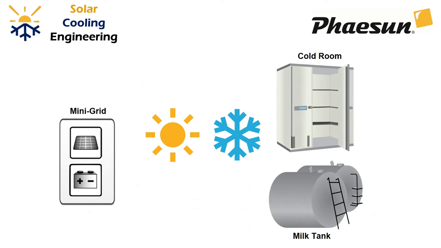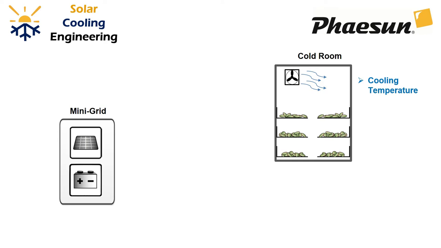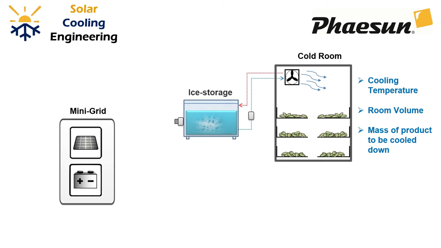Let's have a look at two examples, a cold room and a milk tank. Let us start with a cold room. In this case, we want to cool down a product to a certain temperature. We need to know the room volume and the mass of product to be cooled down per day, per week, or per month. The energy here is provided by an ice storage. This ice storage produces cold water that is circulated by a pump, going into a fan coil, a water-air heat exchanger that produces cold air whenever you need it.